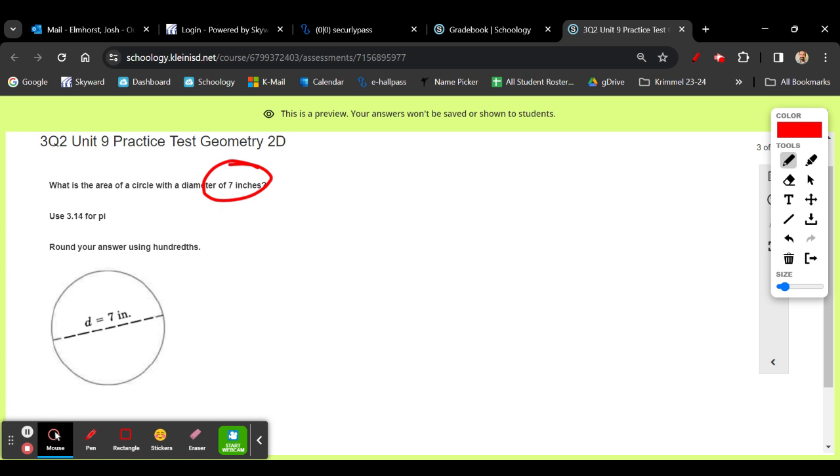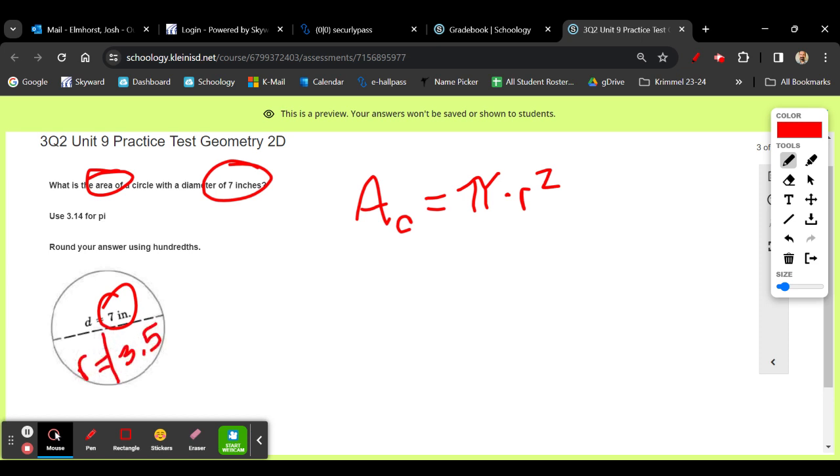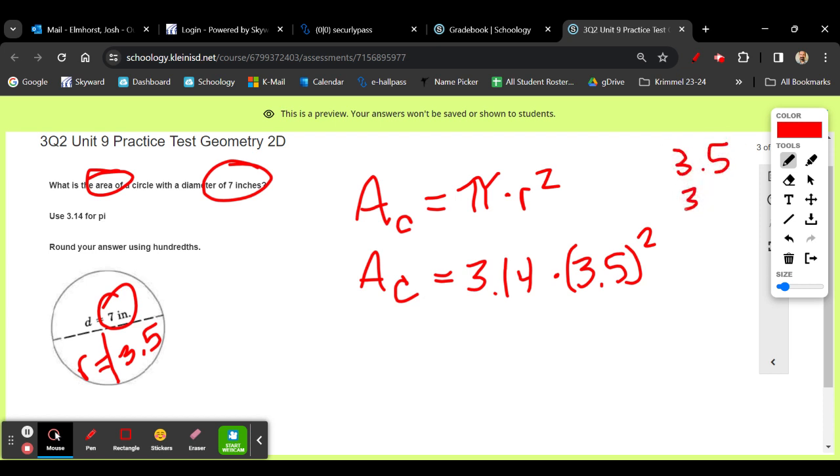A diameter of 7, and we need to find the area. So the area of a circle is equal to pi times r squared. So if the diameter is 7, then the radius is going to be divided by 2. So r equals 3.5. The area of a circle is going to be 3.14 times 3.5 squared.